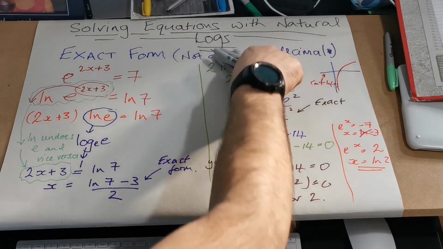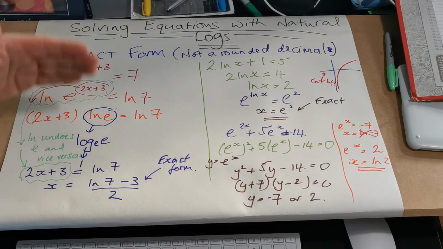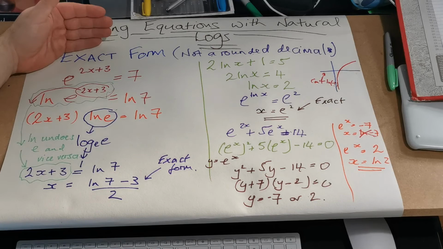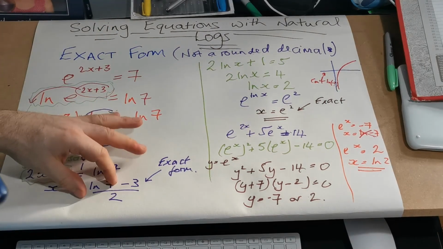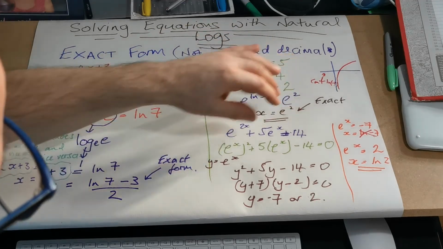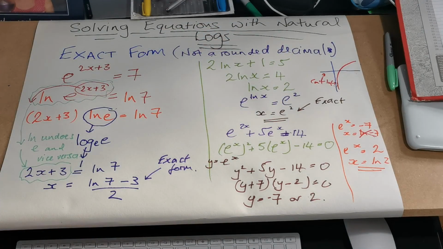So few things here. Ln and e undoing each other. When you see that word's exact form, we don't work them out. We just leave it as ln and leave it as e. And okay, spot the quadratic. There's going to be loads of questions like that. And that little substitution often helps people. Okay.